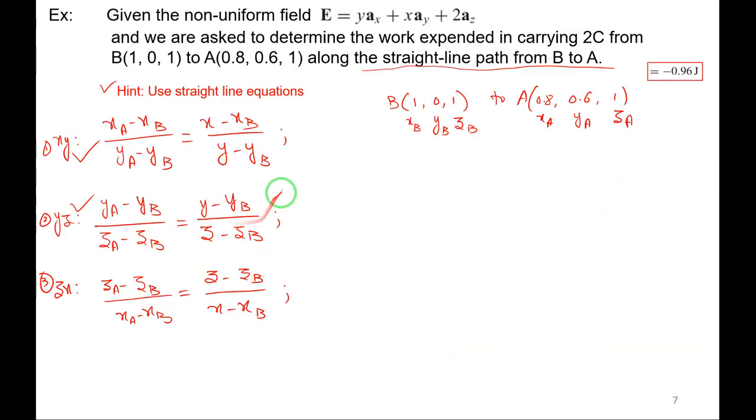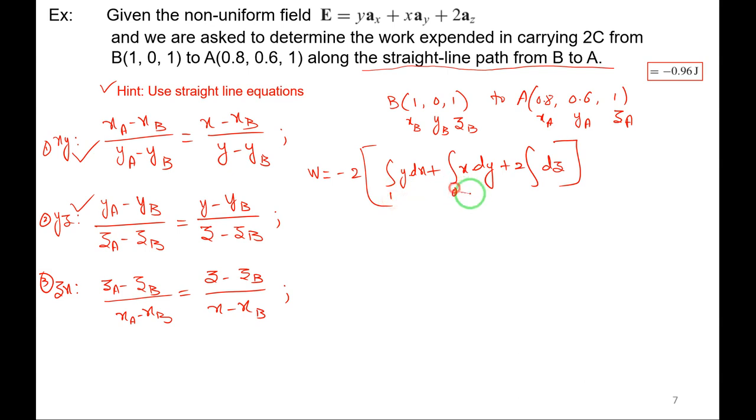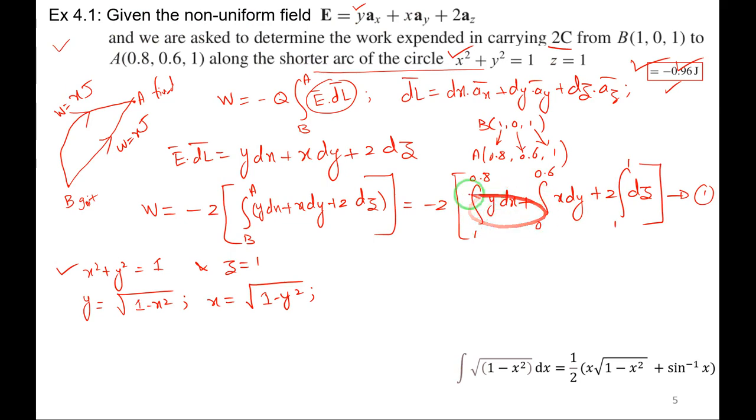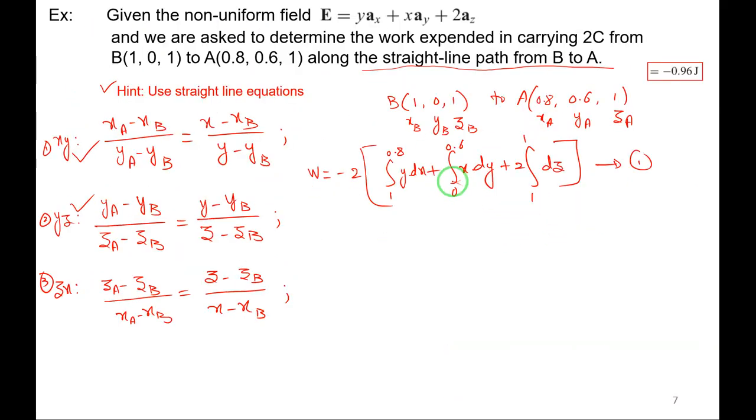W is equal to minus 2 open bracket integration of y dx plus integration of x dy, plus 2 times integration of dz. This is equation 1, I have taken the same thing. You can verify, this one minus 2 into this. There we made use of the shorter arc of the circle and substituted for y and x.